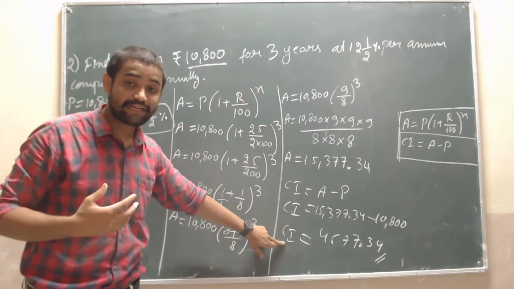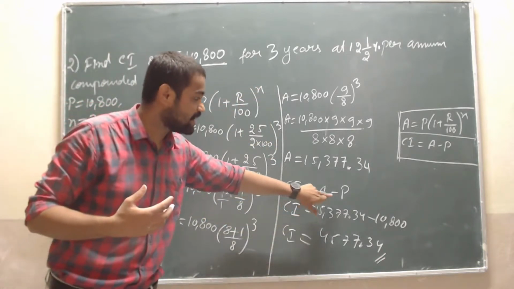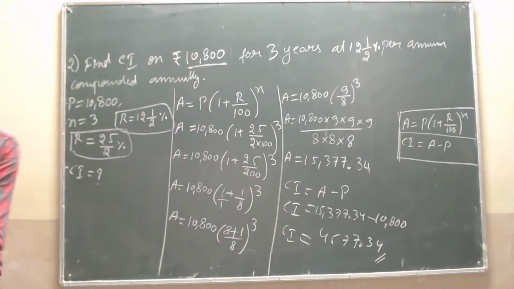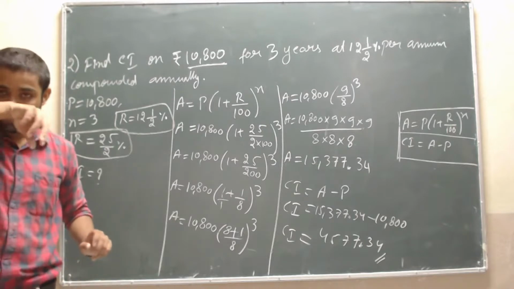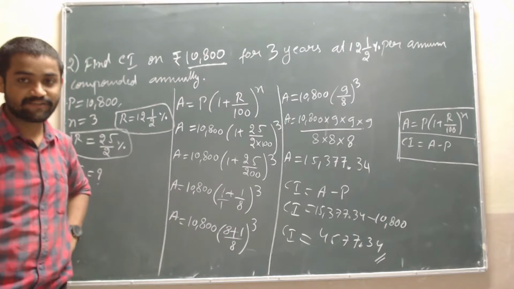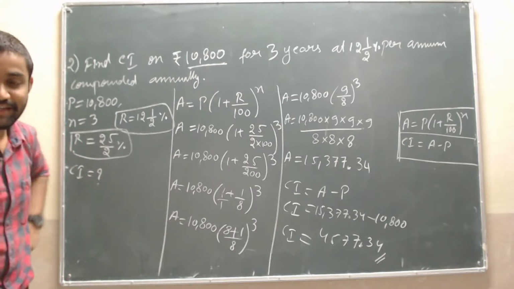And what is the compound interest? Sir, we have the formula amount minus P. That gives us 4,577.34. Yes, Alfianas, 4577.34. Correct answer. Vaishnavi, yeah. Pragnamiti, correct answer. Yeah, very good, students.